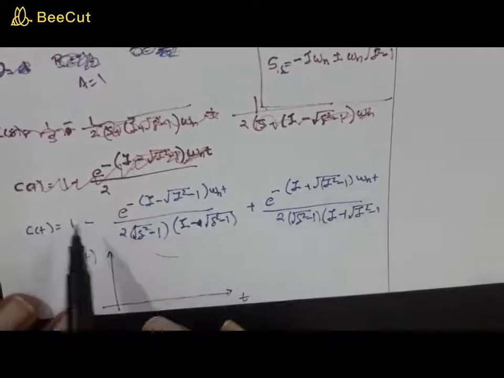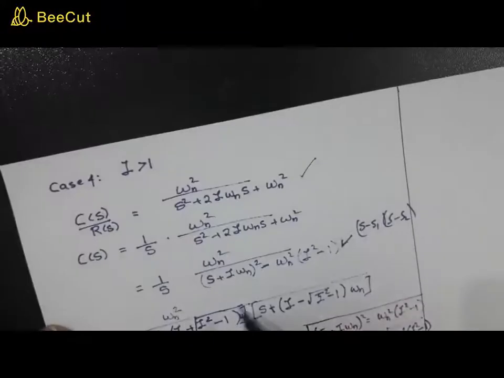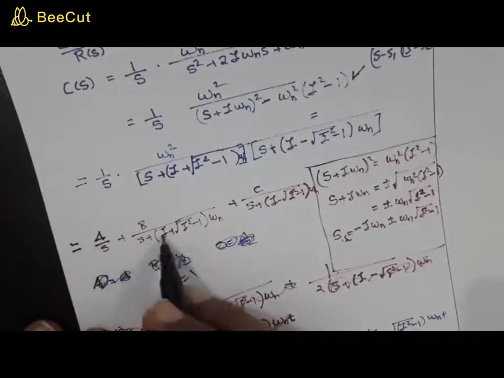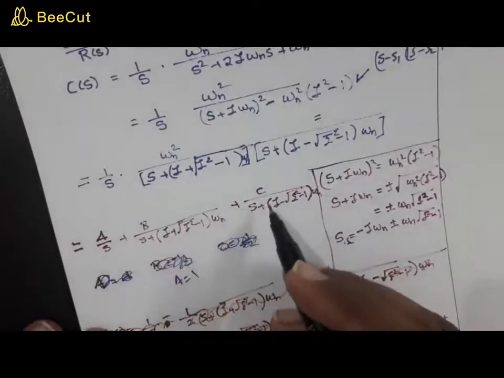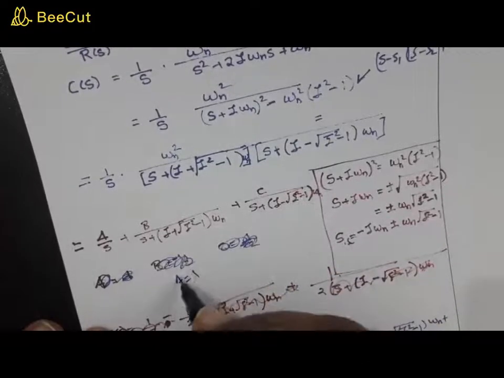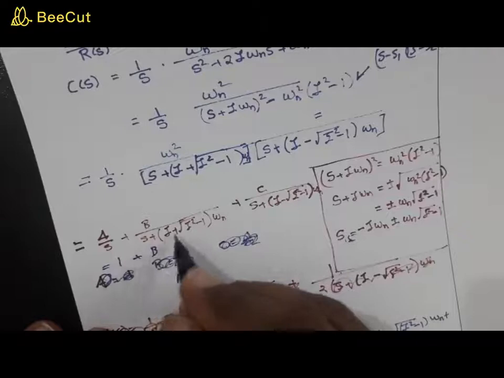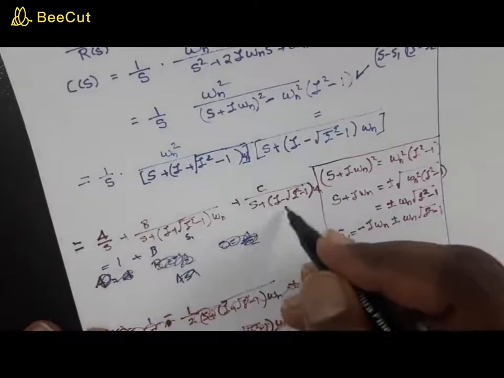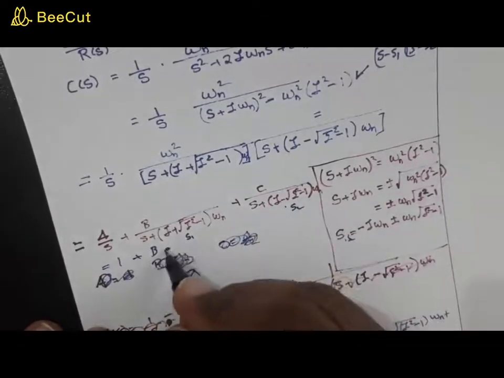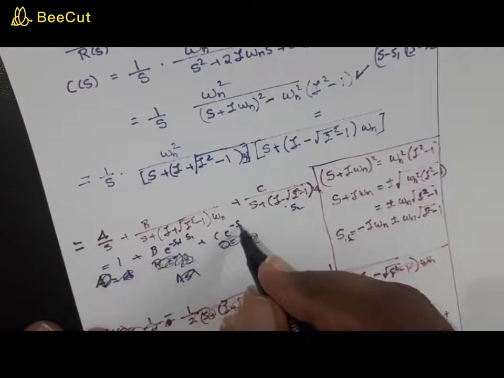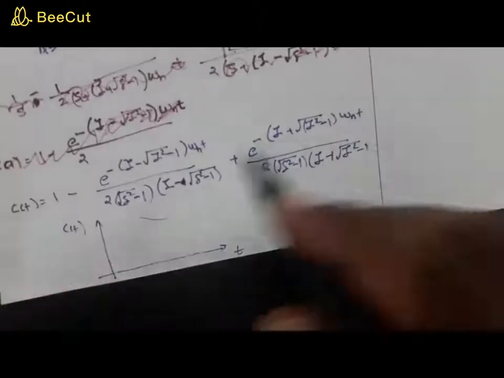Anyway, the basic form is a by s plus b by s plus something plus c by s plus something. When you take the inverse, this will be a plus b into e raised to minus s1 into t, plus c into e raised to minus s2 into t, calling these s1 and s2. So you will get an expression like this.